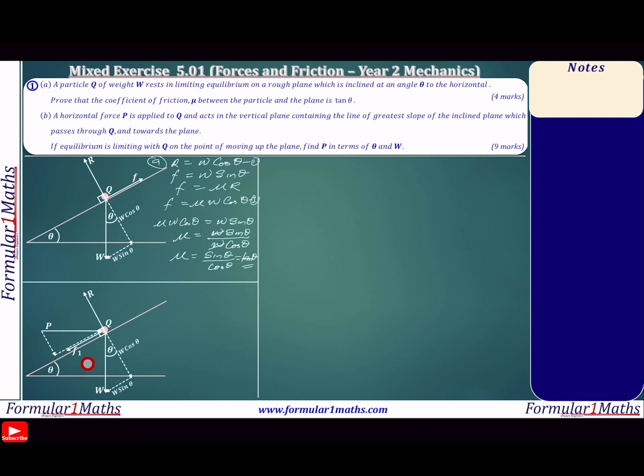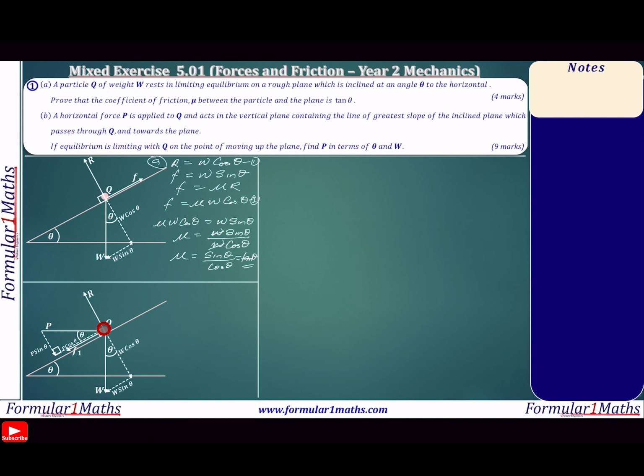This angle here and that angle here are alternate. That means this angle is theta, and this angle is 90 degrees. So we can use SOHCAHTOA to find these components here. So the perpendicular component is P sin theta, and the parallel component is P cos theta. We can now proceed to write equations as follows.